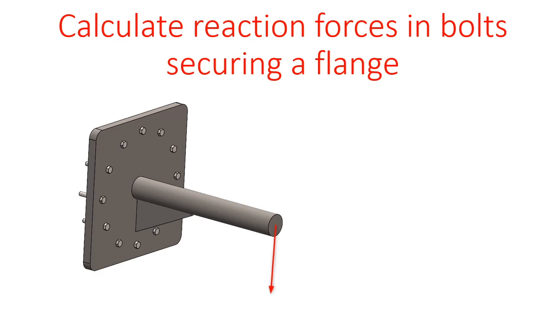I will try to show you how you can calculate the reaction forces in bolts that are securing a flange. Here we have the flange, which is a steel plate. This is rather thick. It is connected to a wall with a lot of bolts, and there's a force pulling on this beam. That makes all these bolts feel tension due to the force here, and that is what we're going to calculate now.